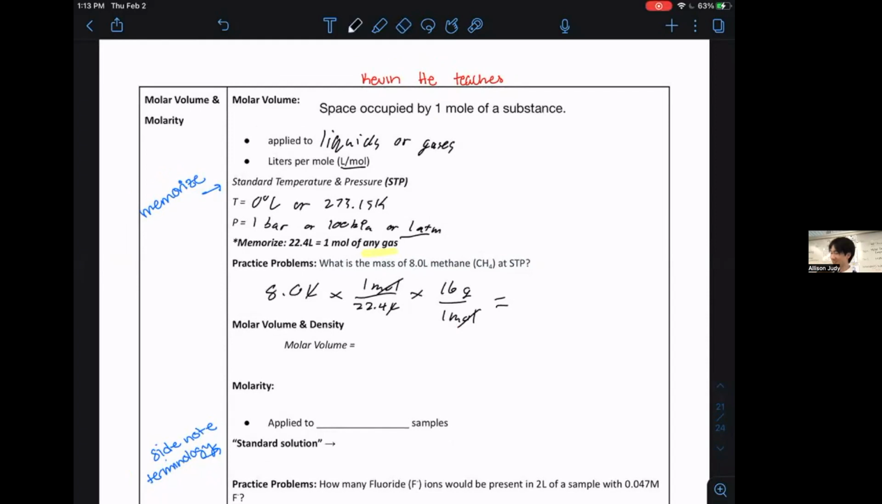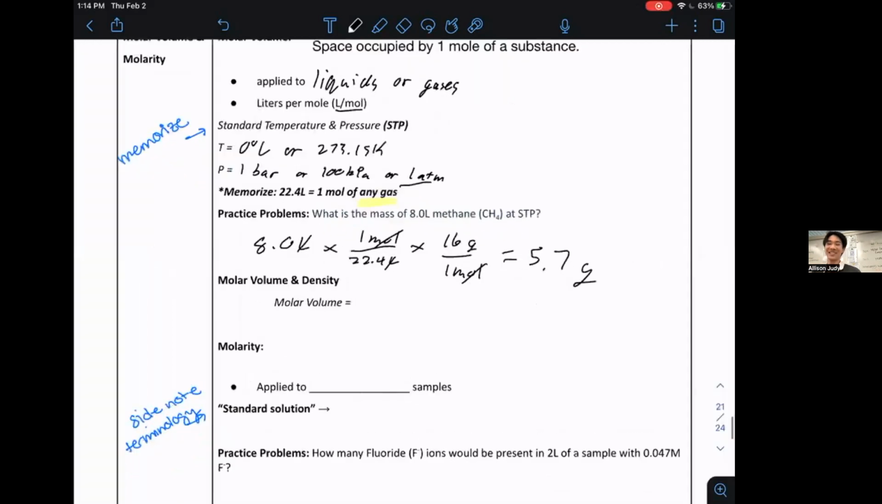That gives us 12 or something, right? 5.7 or 12. 5.7 grams. It's close enough. 5.7 grams. Okay.